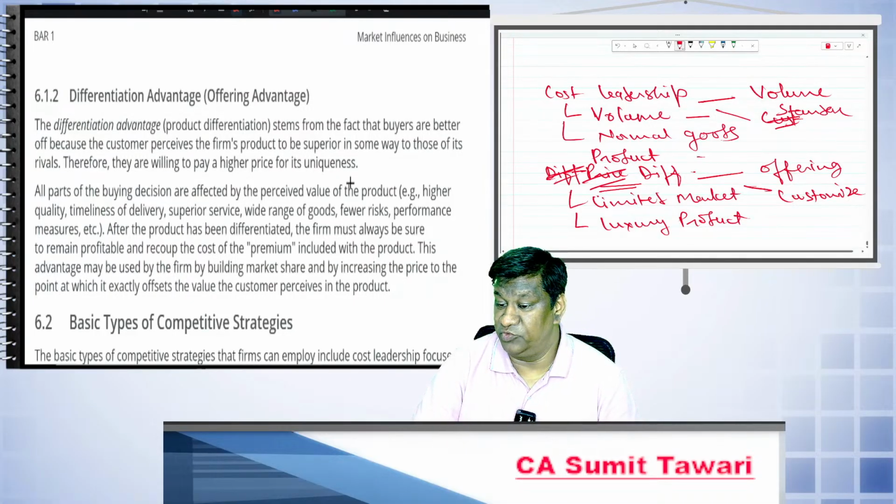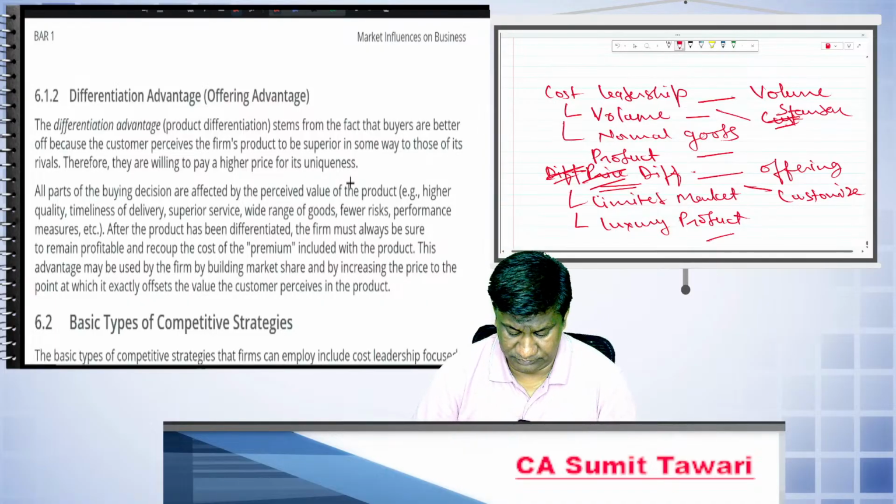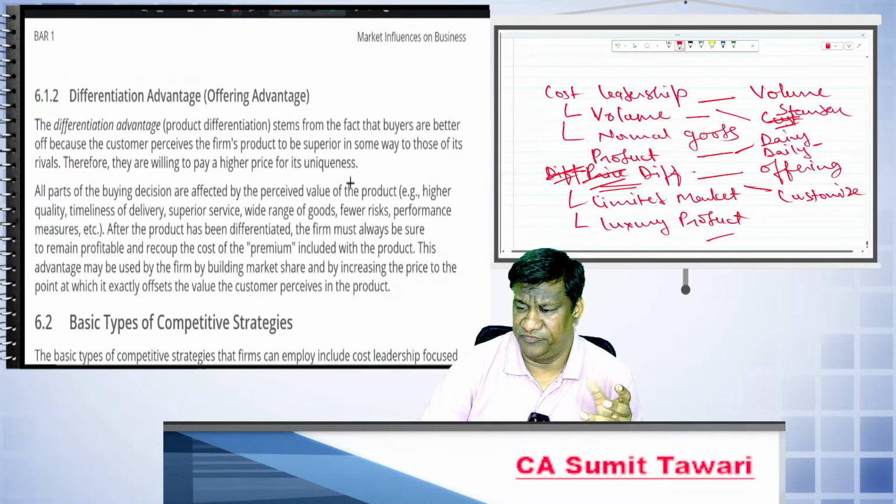Any example where you want to buy a low price product, and any example where you are okay with the high price but you need features. Any guess? Dairy products. Dairy or daily, whatever may be. But goods, anyhow, name of the product.